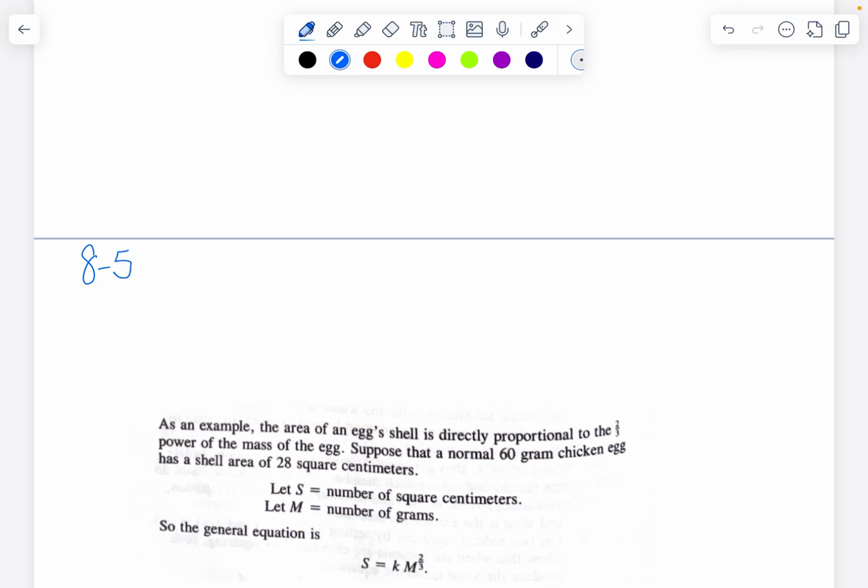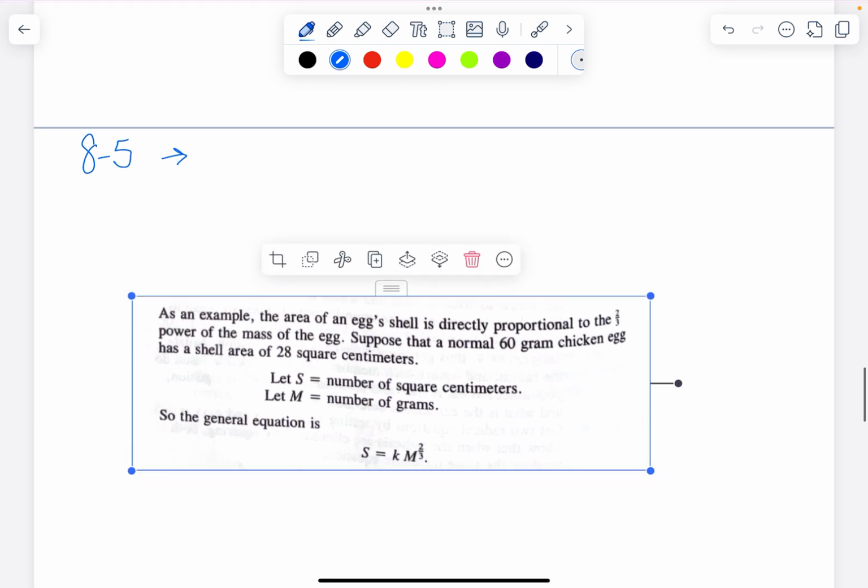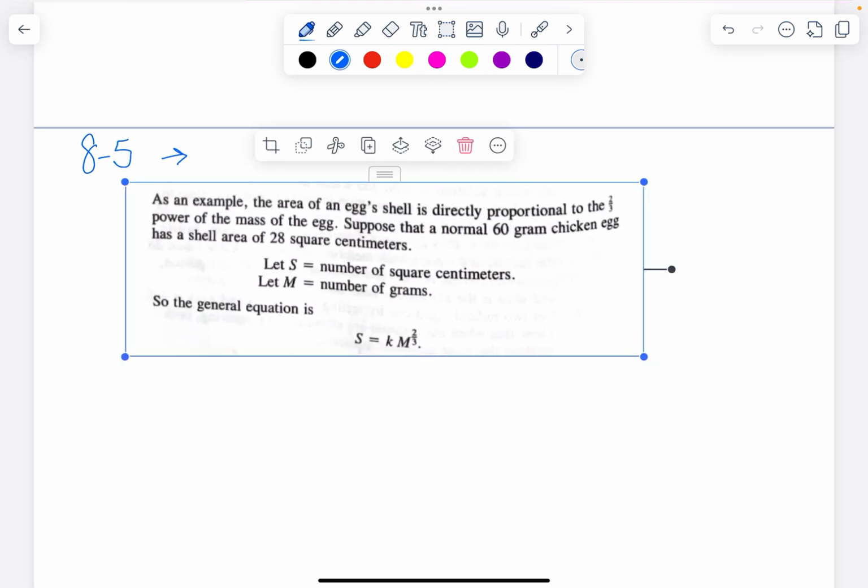8.5 tells us that real world problems rarely have whole numbers, and we end up using fractional numbers. It's not whole numbers. So what does that look like when we're doing this, when it's a non-integer exponent? That's the word I was looking for.